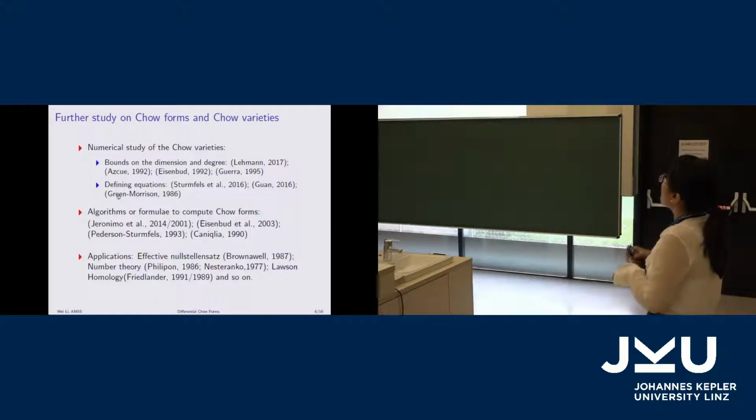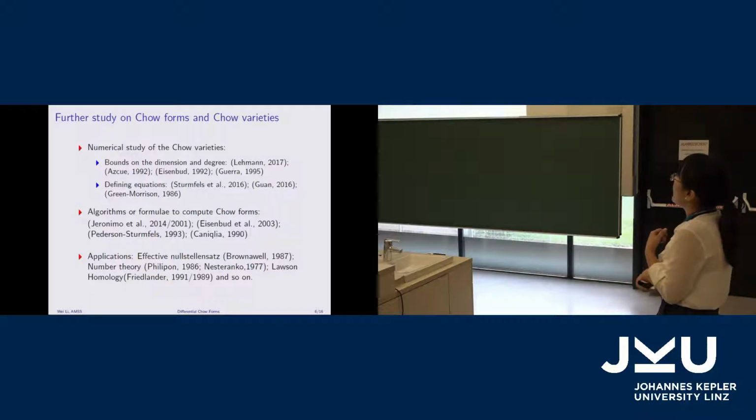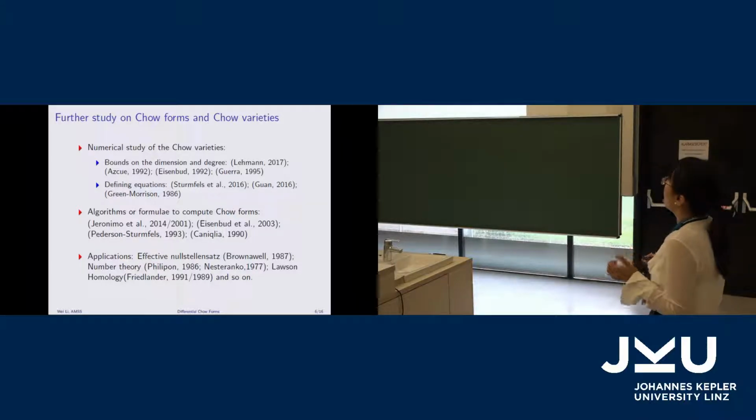The Chow forms and Chow varieties are basic concepts in algebraic geometry, and the research on Chow forms and Chow varieties is still active now. And the study mainly focuses on three aspects.